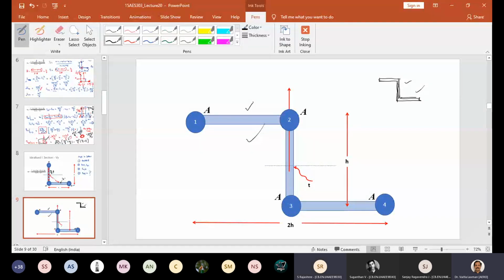Clear? Okay. So first try to do idealized cases. In the idealized case, we are taking shear stress as 0. Yes.